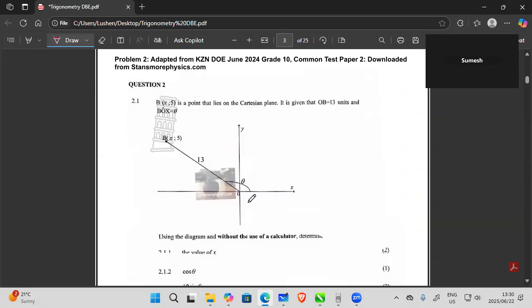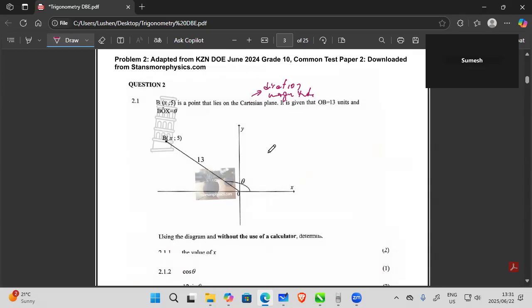Now let's talk about this here. Now we bring in the Cartesian plane. Can you see that? Cartesian plane, direction, and magnitude. You have to keep that at the back of your mind. Direction, magnitude. So B is the point (X, 5) and lies on the Cartesian plane. It is given that OB is 13 units, and the angle BOX, this angle here, is theta. So what angle is this?